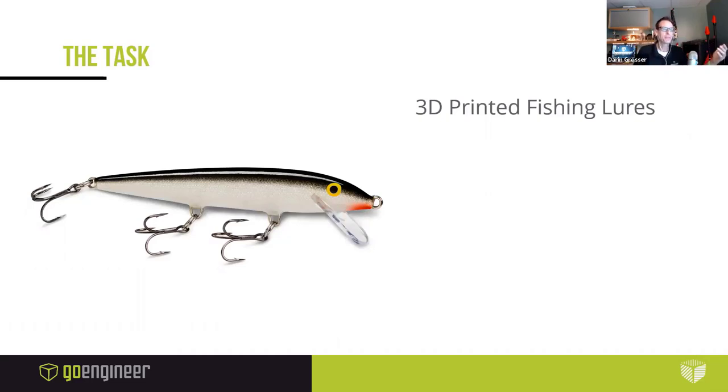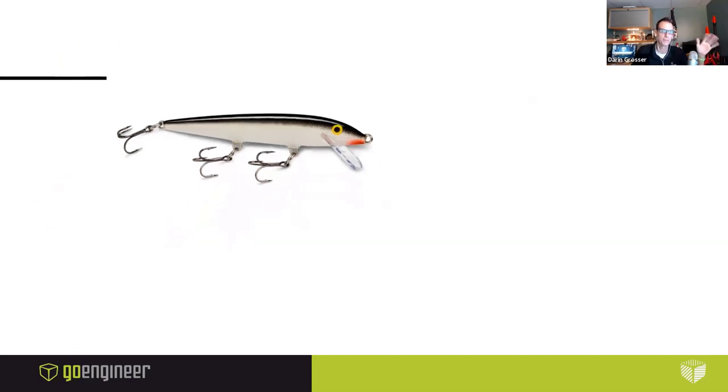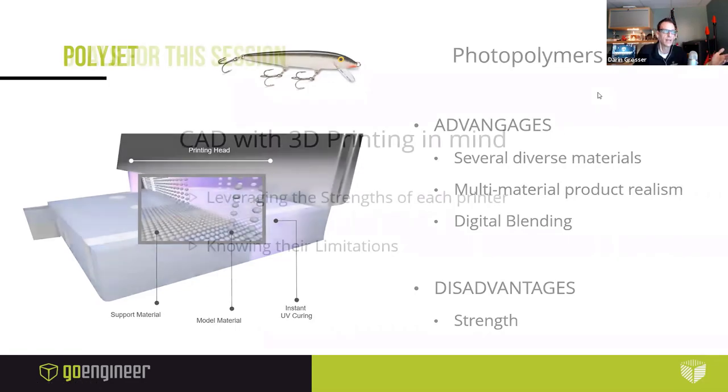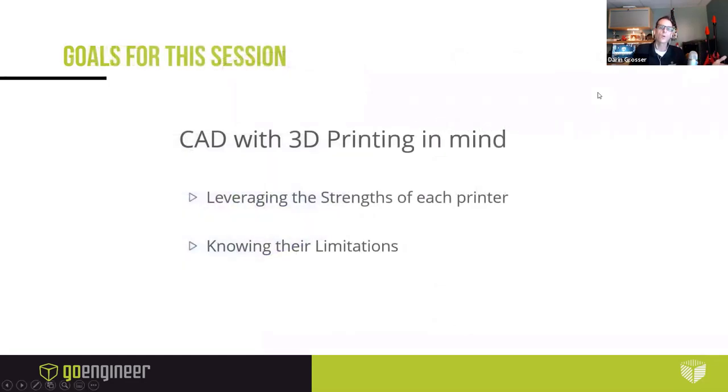So with 3D printed lures, there's some things about this that I have to take into account. Not just printing it. I want to use it. I want to actually catch a fish with it. So we've got to deal with the limitation with my chosen medium here, which is PolyJet, but more on that later. When we're talking PolyJet, once again, we have great color, we have digital blending, and strength is going to be my downfall. So how am I going to deal with that? Well, remember where we're going with this. Leverage the strengths, know the limitations.